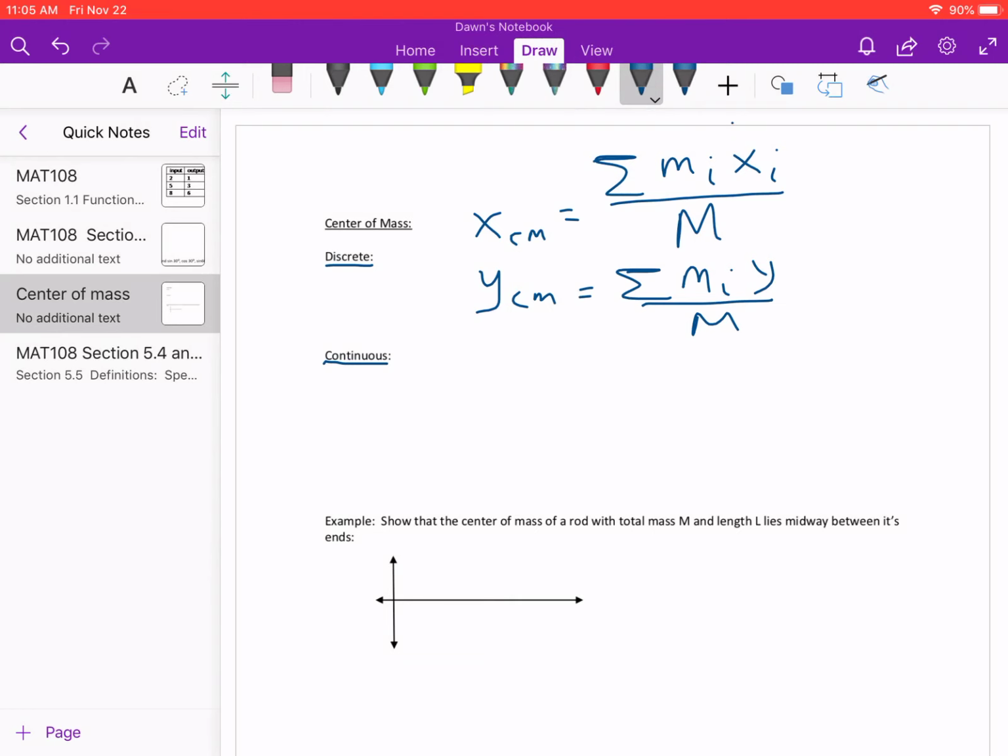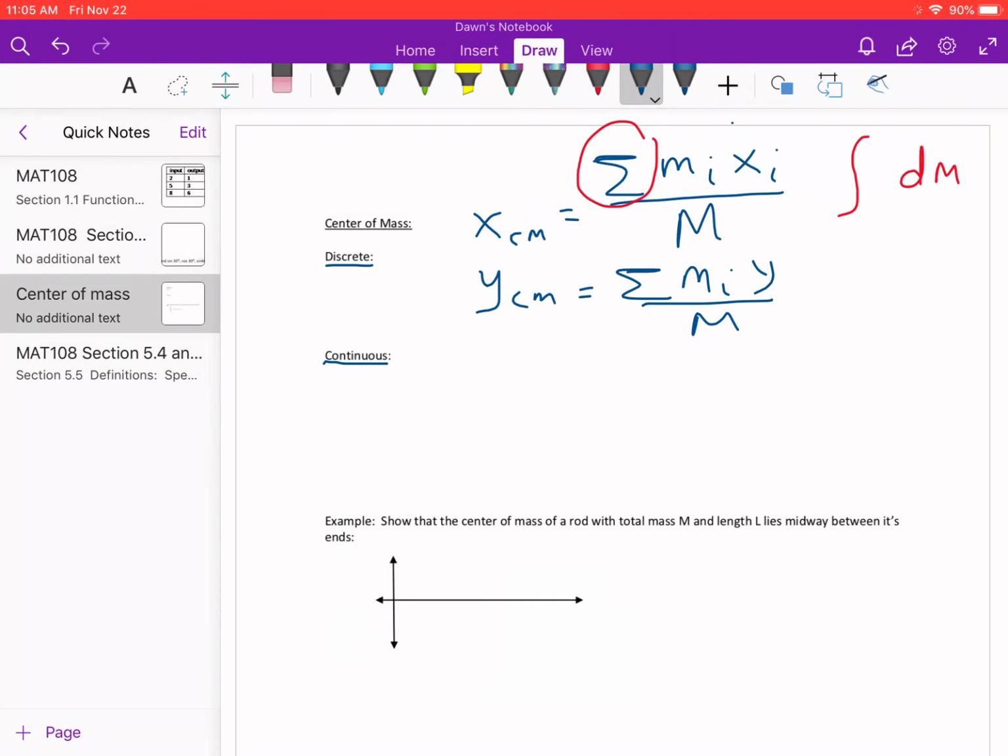So if instead of having a bunch of little blobs of mass, we have a continuous distribution of mass, like you would see in a uniform rod or a rectangular shape or a circular shape or, for instance, a triangular shape, you have to instead use the integral function, and instead of adding up discrete points, we're going to be summing over little pieces of mass.